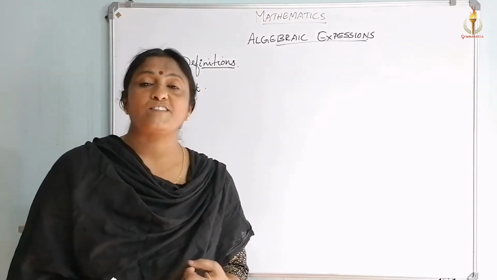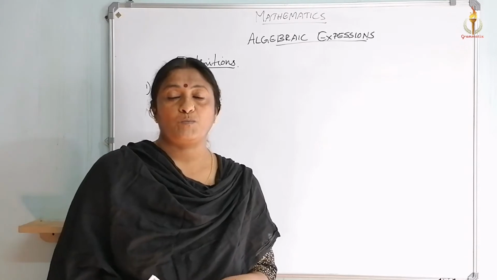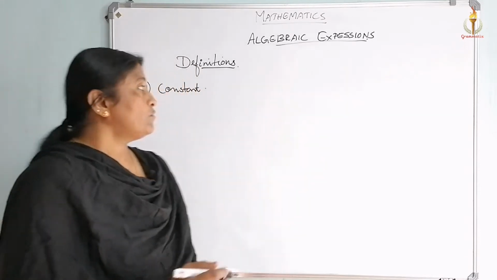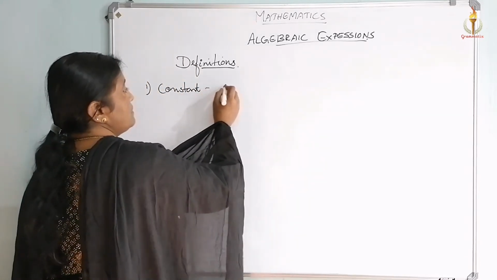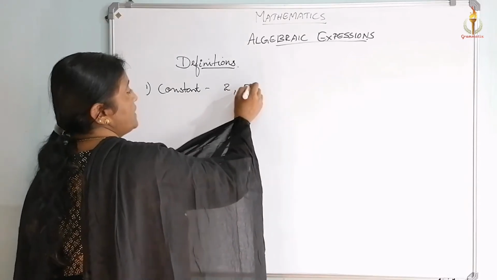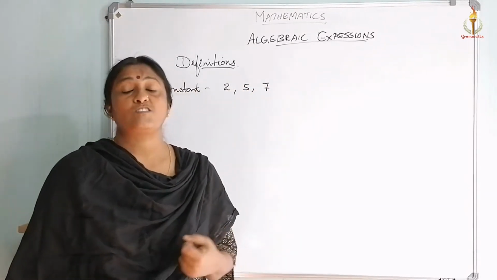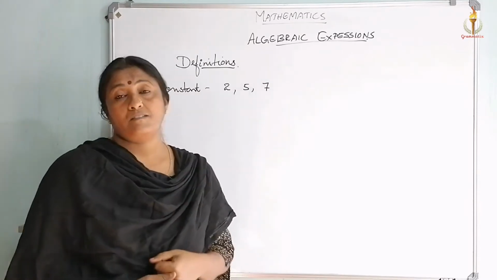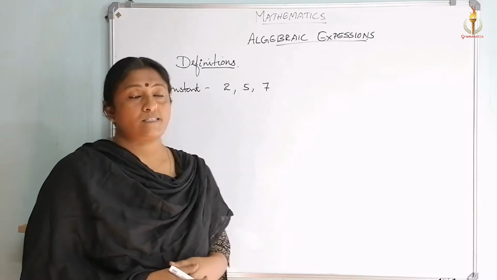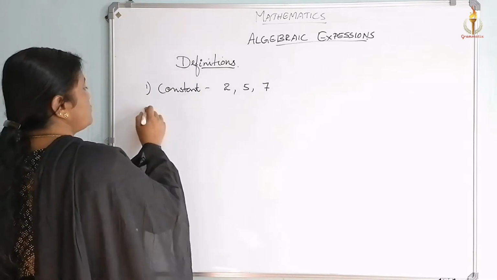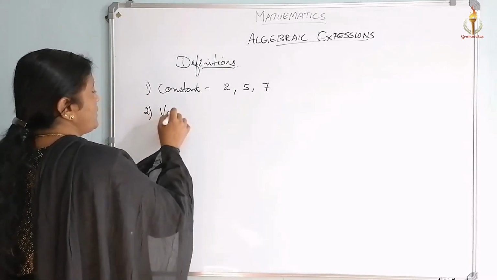A symbol in algebra which has a fixed value is a constant. For example, you can use 2, 5, 7. That means it doesn't change, the value doesn't change. Such symbols are called constants. And the second one which we are going to do is called a variable.